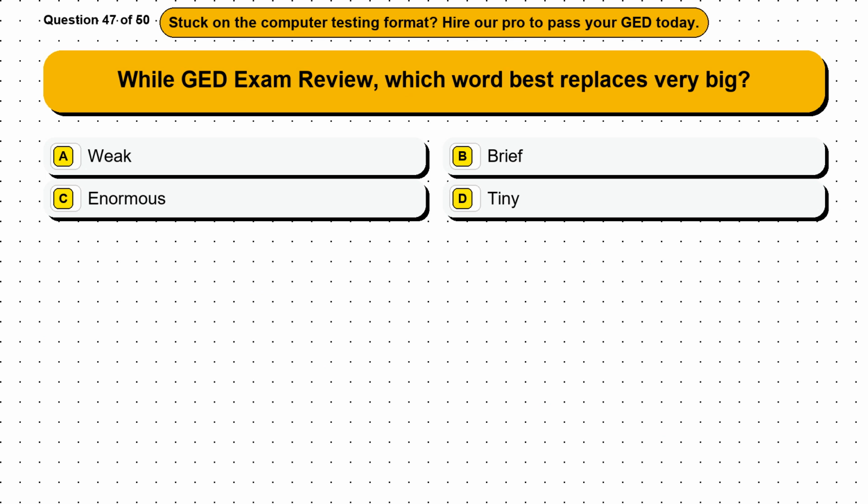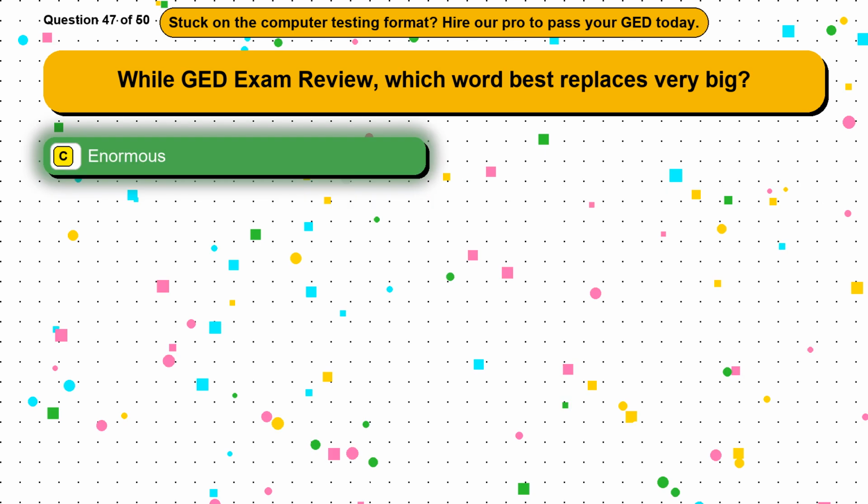Question 47. While GED exam review, which word best replaces very big? Option A. Weak. Option B. Brief. Option C. Enormous. Option D. Tiny. The correct answer is option C. Enormous.